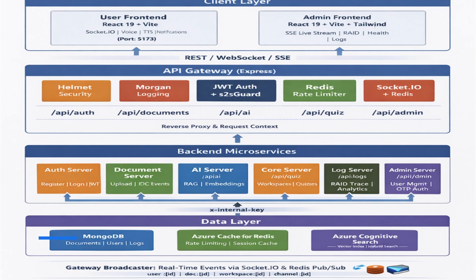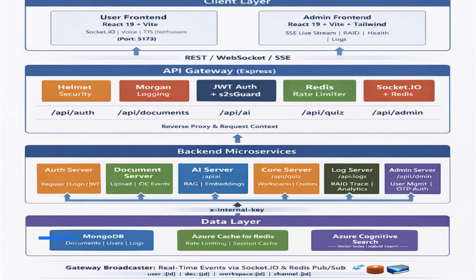We have 6 microservices in order to work these systems, which are the auth service, document server, AI server, core server, log server, and admin server. Each server here is responsible for its own operations, and these services can only communicate via an internal key, which is set from the environment.